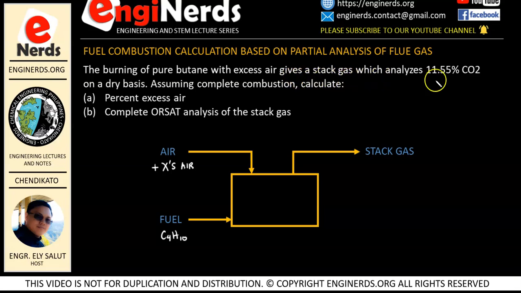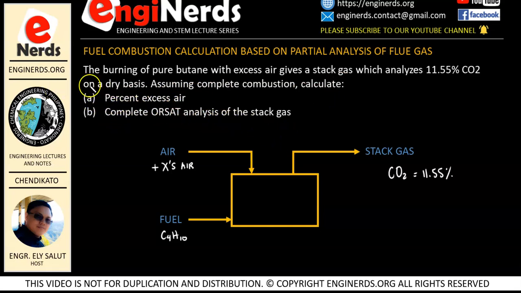Now, it gives a stack gas which analyzes 11.55% of CO2 on a dry basis. So that means in this analysis, water is excluded because this is dry basis. And we know that if we have dry basis, or if we did not include water in our analysis, that is Orsat analysis. So we have a partial Orsat analysis of our stack gas. Now, assuming complete combustion, we need to find percent excess air and the complete Orsat analysis of the stack gas.